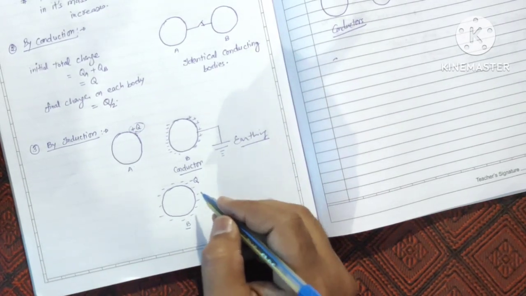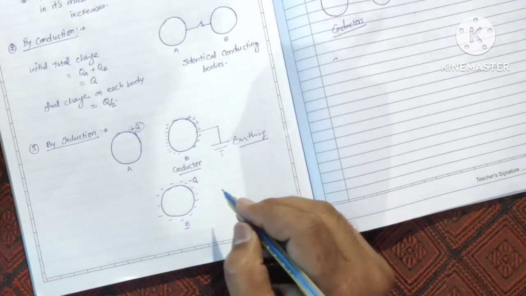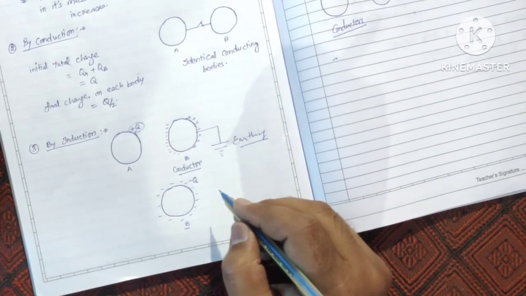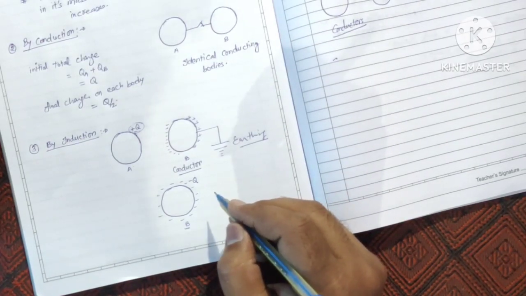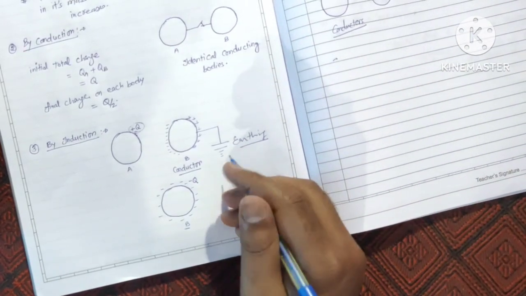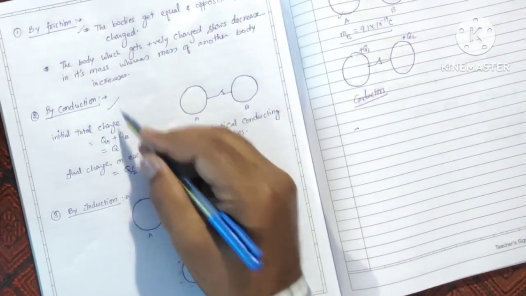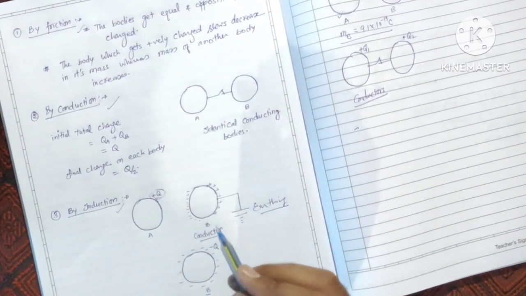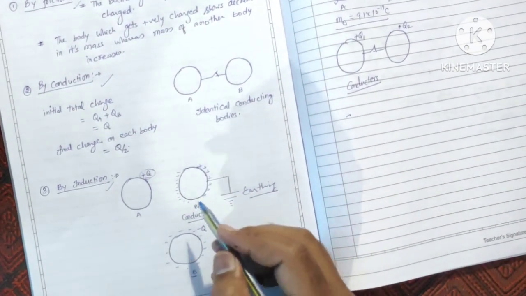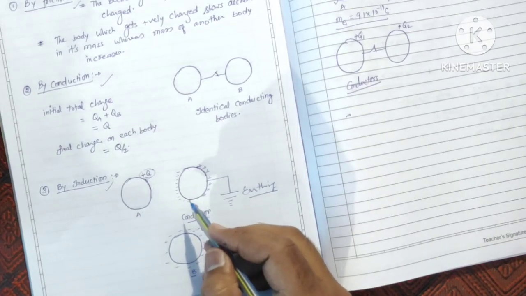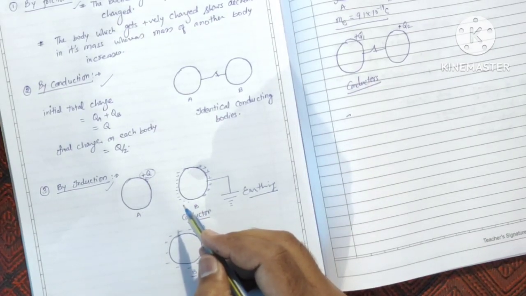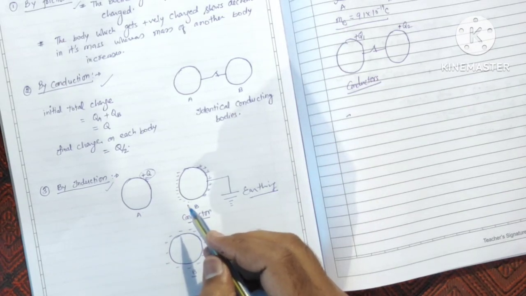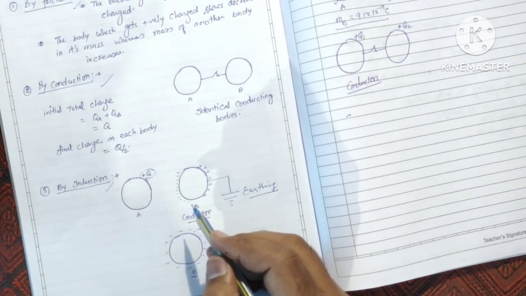All right, so for now let's end the video here. In this video we have covered the methods of getting a body charged, and we have three methods: by friction, by conduction, and by induction. Next video is going to be very, very important, because it will cover Coulomb's law basically, and we'll be taking illustrations related to Coulomb's law also.